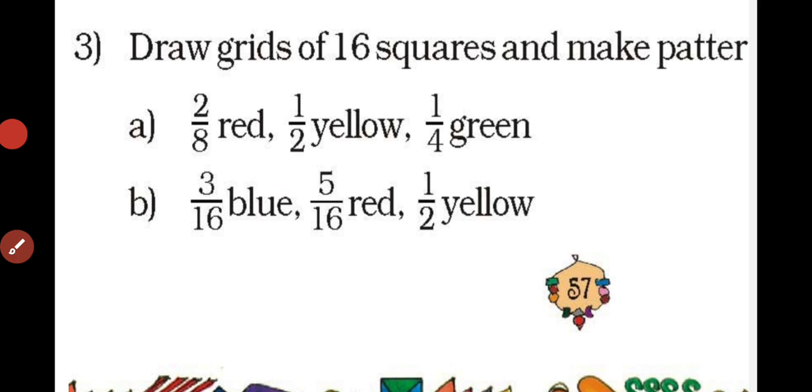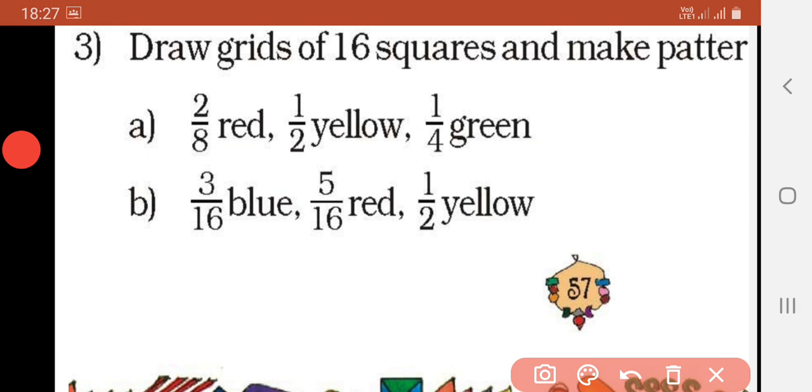Question number 3. Draw grids of 16 squares and make patterns. A: 2 upon 8 part red, 1 upon 2 yellow, 1 upon 4th green. B: 3 upon 16th blue, 5 upon 16th red and 1 upon 2 green.